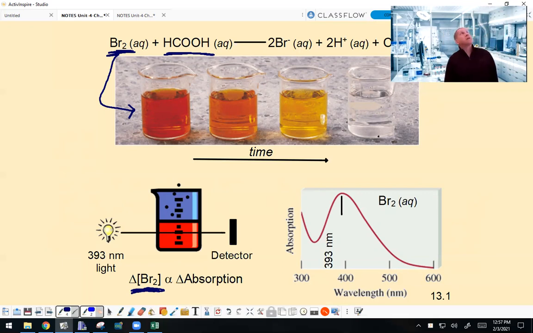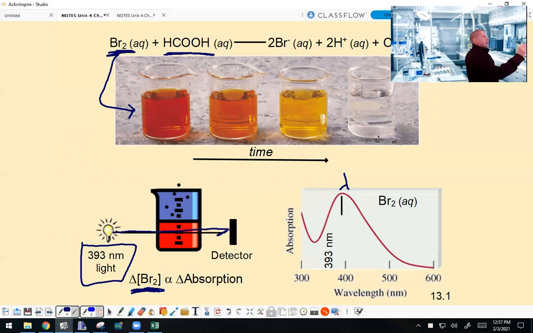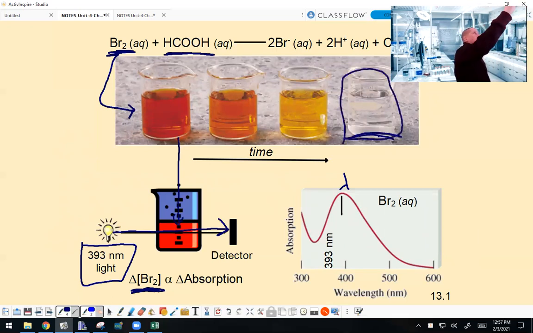Eventually you get to clear. So all of the products in this reaction are clear. So what you would do is set the spectrophotometer at a particular wavelength of light. We want to use what's called the lambda max, or the wavelength of maximum absorbance. And you measure the absorbance of the orange, which is going to eventually fade all the way to clear.